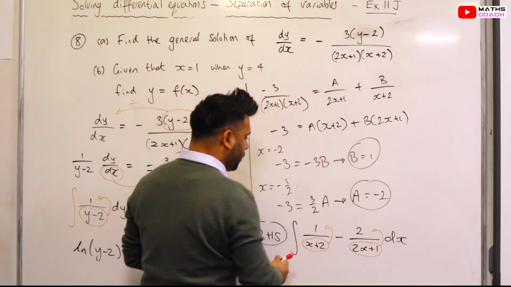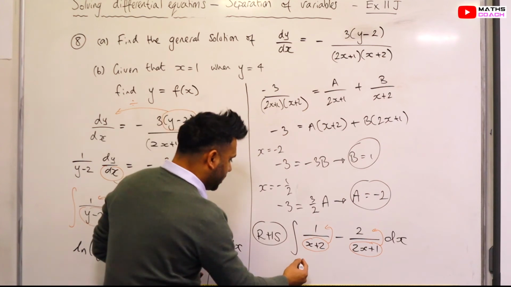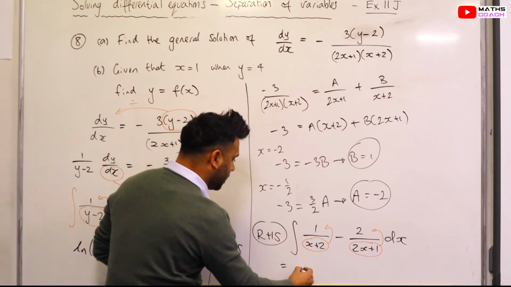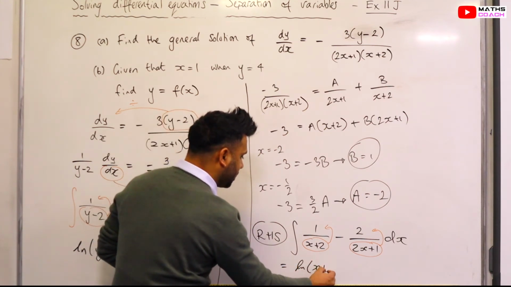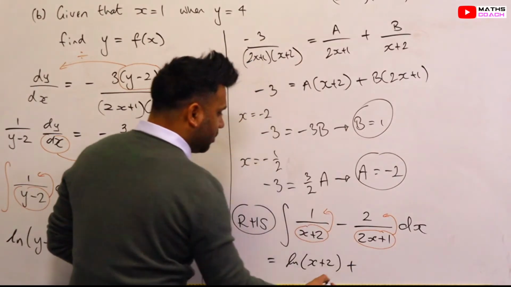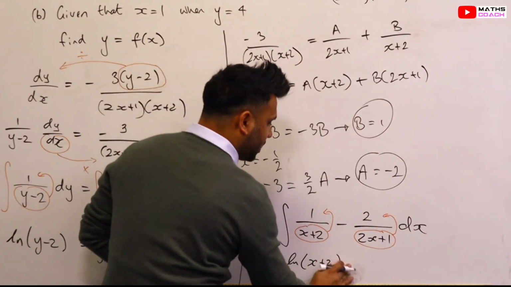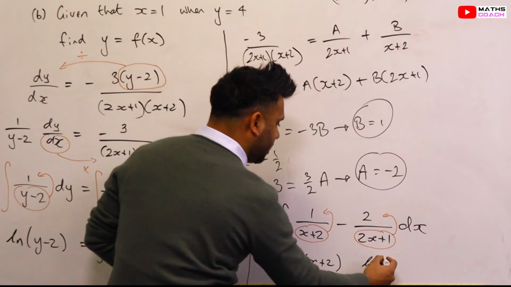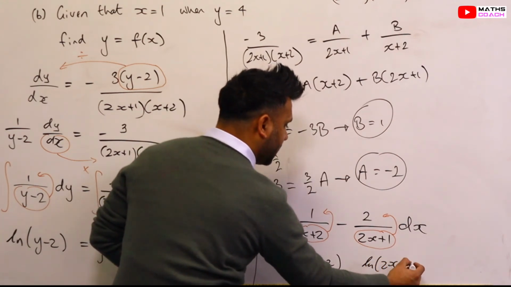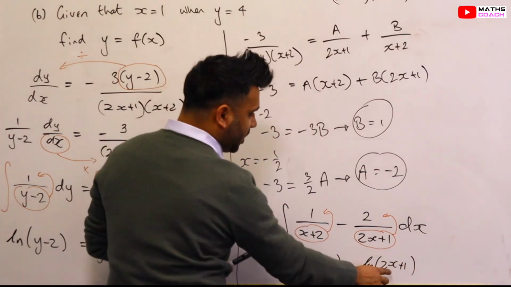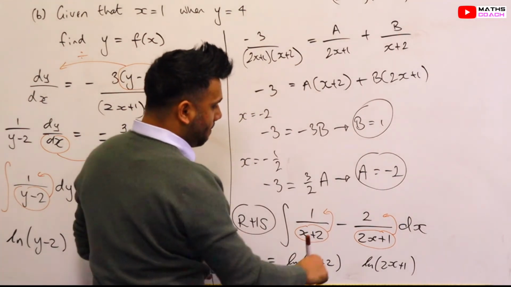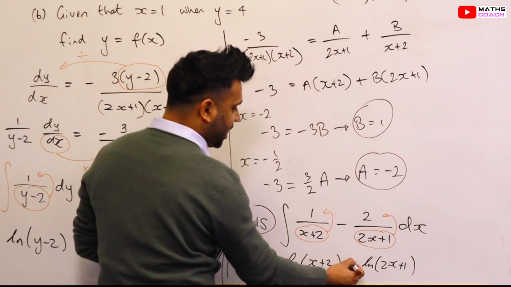So basically, both of them are going to be ln terms. So this will be equal to the ln of x plus 2 plus, well, not exactly plus, but I'm just going to write this as the ln of 2x plus 1 here. If we differentiate this, you're going to get positive on the top, but we want a negative, so I need to put a negative sign there.